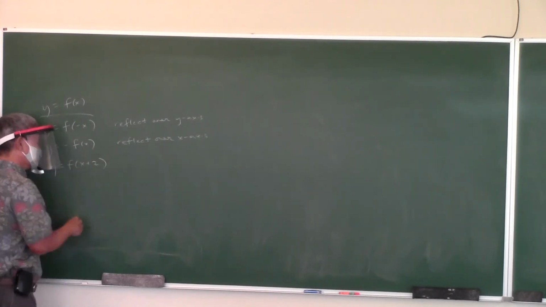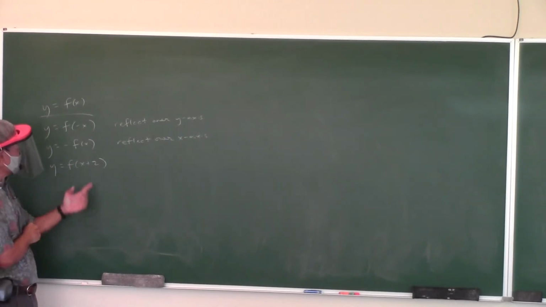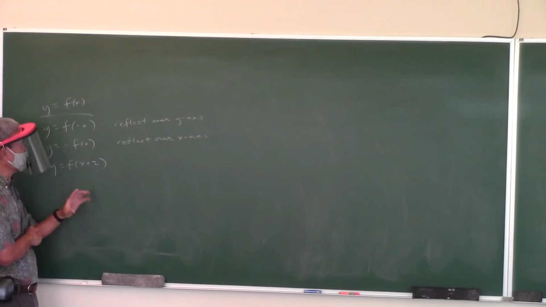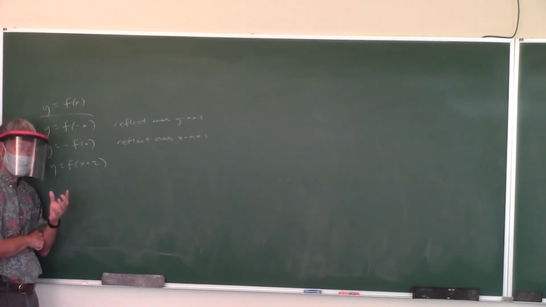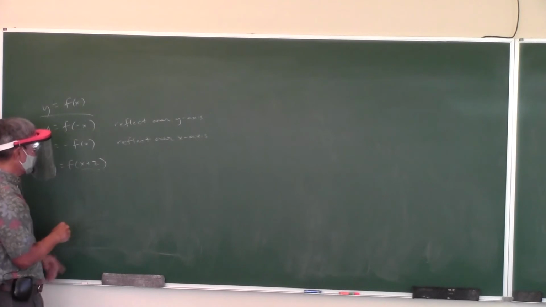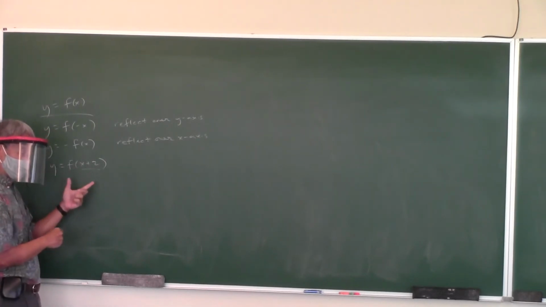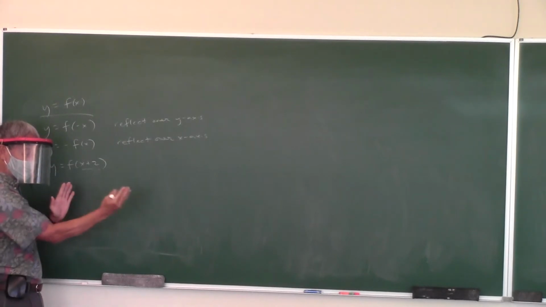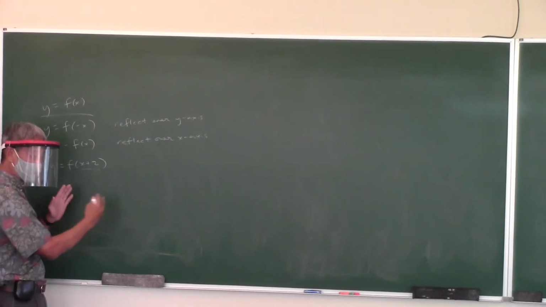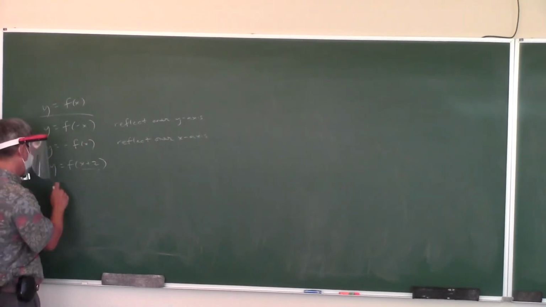What does this do? It will shift the graph 2 to the left. See, when it's inside the parentheses, it kind of does the opposite of what you think it is. So you +2, but you actually shift it to the left. And when it's inside the parentheses, it affects left and right. When it's outside the parentheses, it affects up and down.